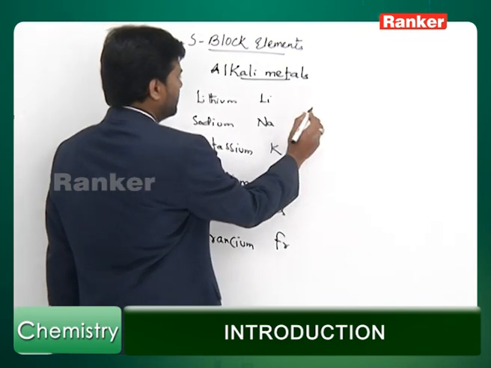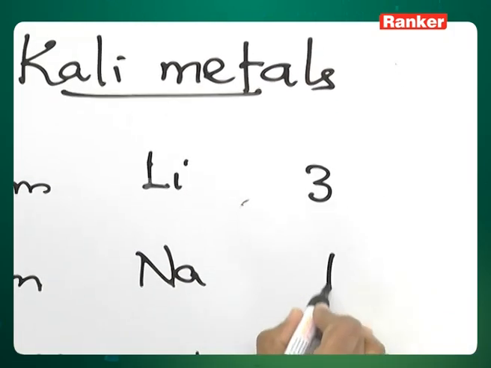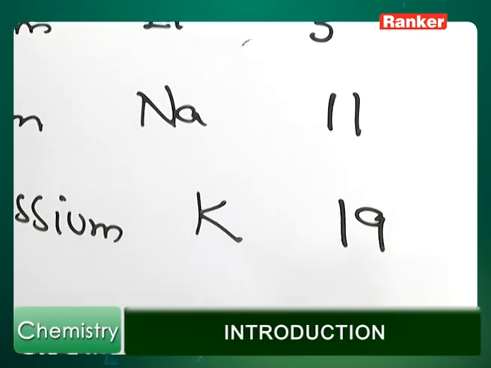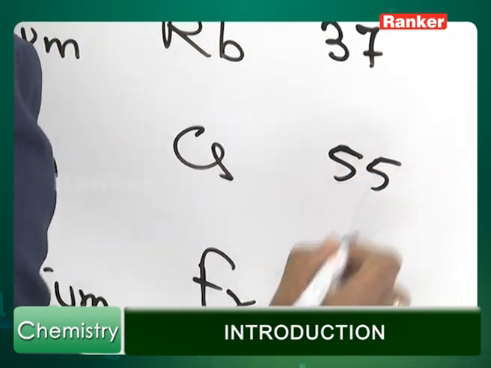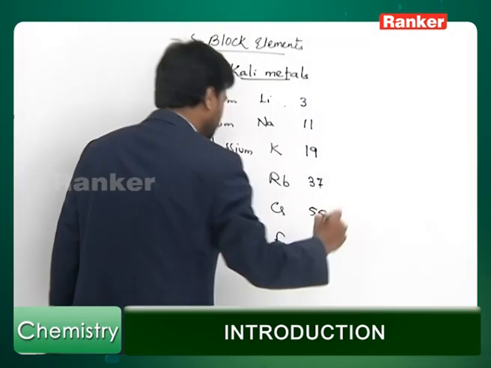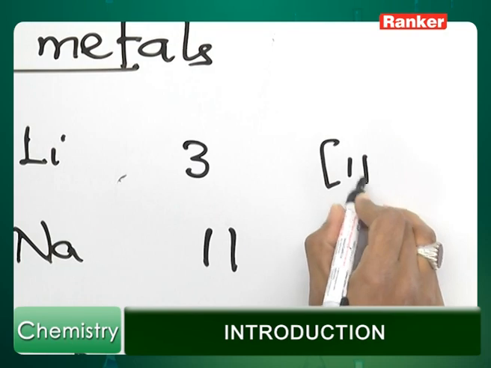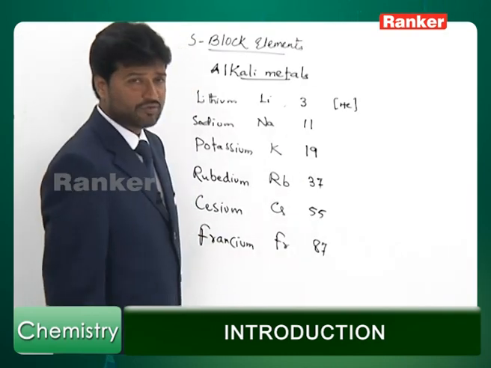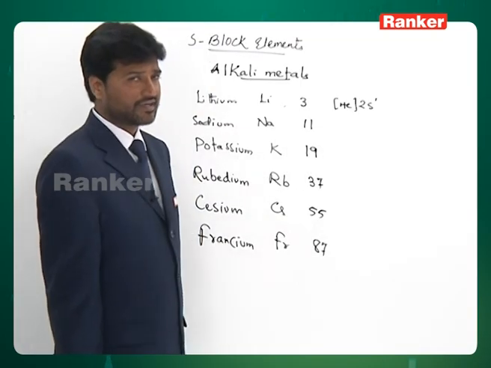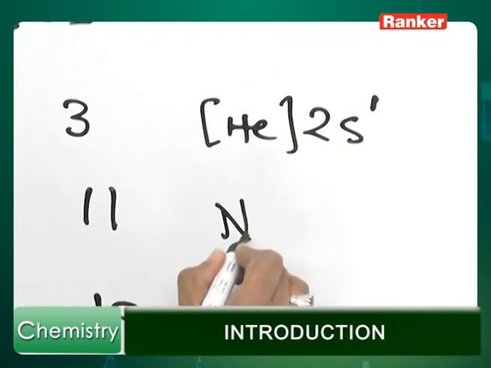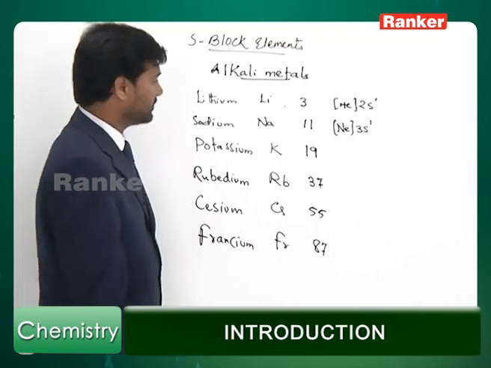Now, let us put the atomic number. Atomic number of lithium is 3, sodium 11, potassium 19, rubidium 37, cesium is 55, and francium is 87. Now, they all have a noble gas core. For example, lithium has a helium core, and in the outermost shell it has 1 electron. Neon core is present in sodium and there is 1 valence electron present in the S subshell.